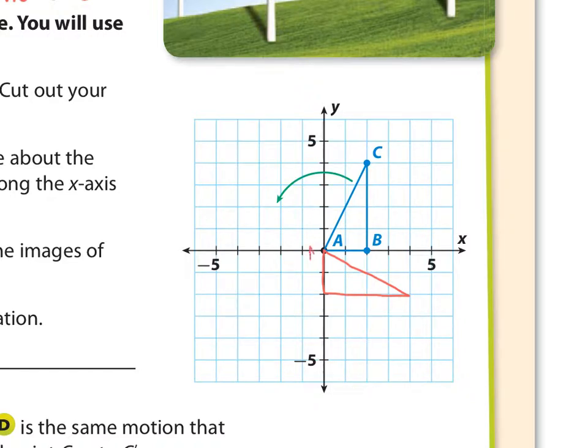So point A actually ends up being the same as A prime, since it's at the origin, right? Remember I said that the center of rotation never moves. Point B prime is going to be right here, and point C prime is here. So where I stopped at is the rotation, right?